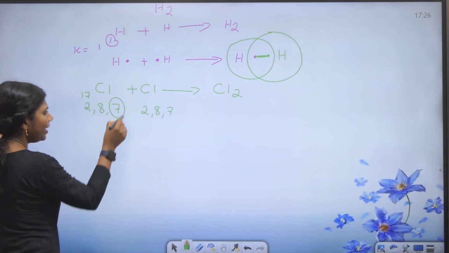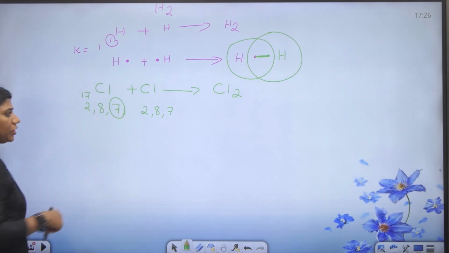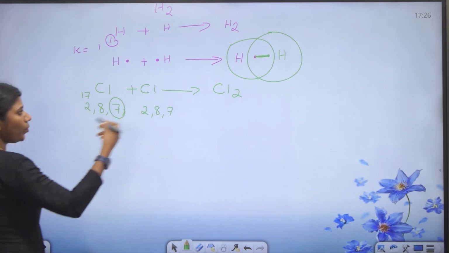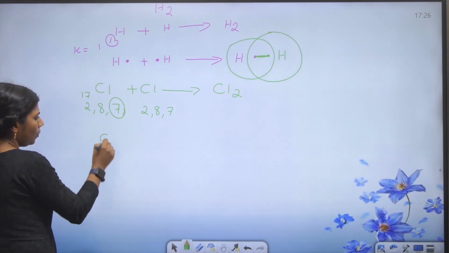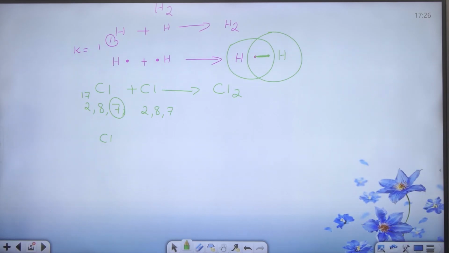The valence shell contains 7 electrons. That means each chlorine atom requires 1 more electron to complete its octet. In the formation of Cl2, these chlorine atoms share a pair of electrons to form a Cl2 molecule.